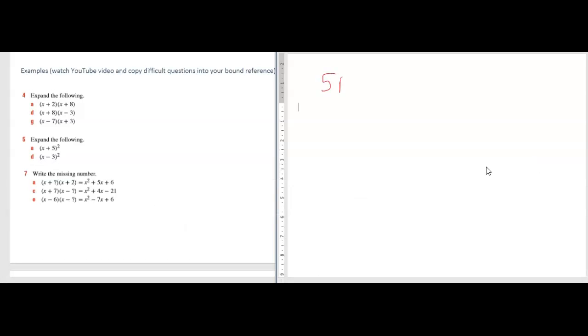Okay, so this is 5a. I'm going to try to write these neatly so they can be referred to if we need to, because sometimes I just scribble and anyway. All right, so we're just going to expand this. You would have done this in year 9. I'm not sure how you were taught, but I tend to use the phrase FOIL.